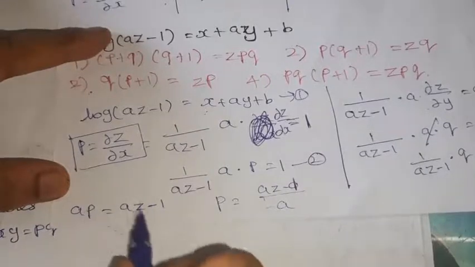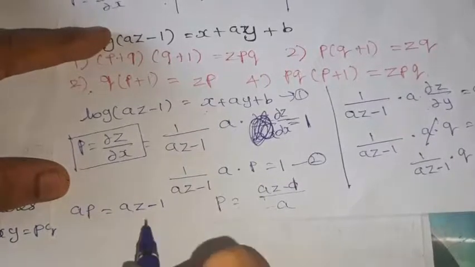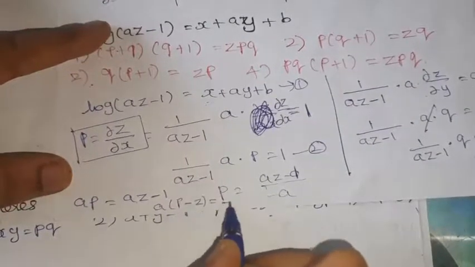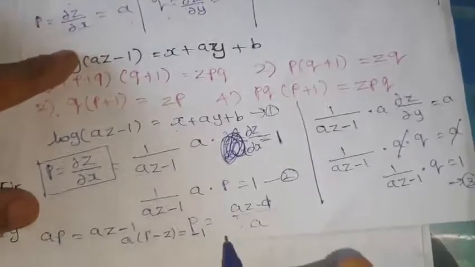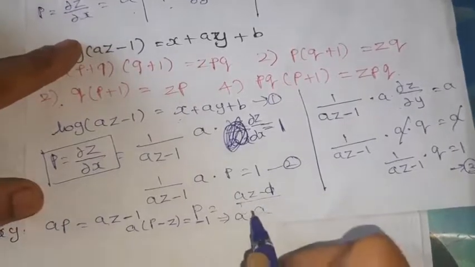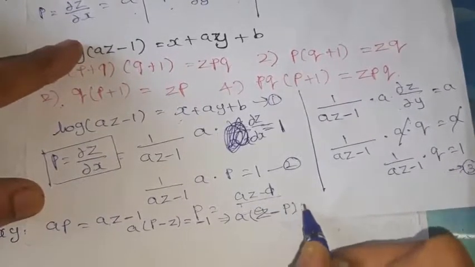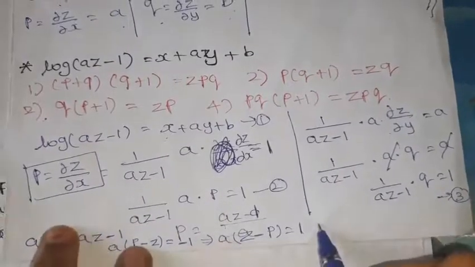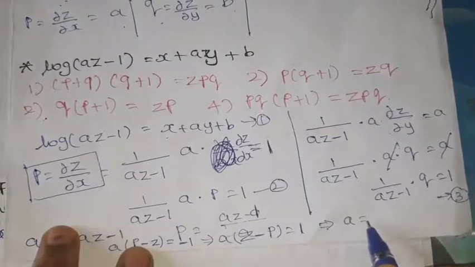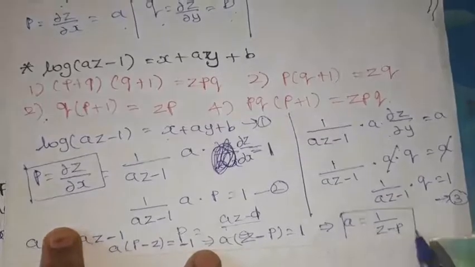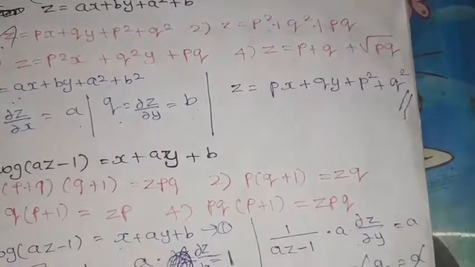Take this az to this side, what we will get? A common. So p minus z equal to minus 1, or can we write a into, by multiplying by minus sign, can we write like this? A into z minus p equal to plus 1. So a into z minus p equal to plus 1. To find out a, it is nothing but 1 by z minus p.